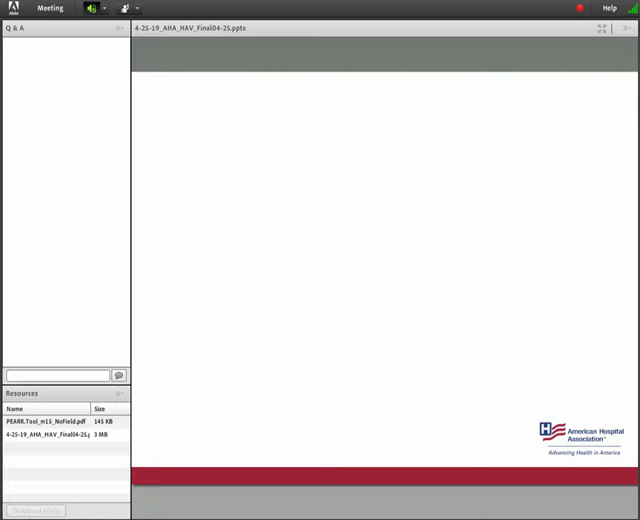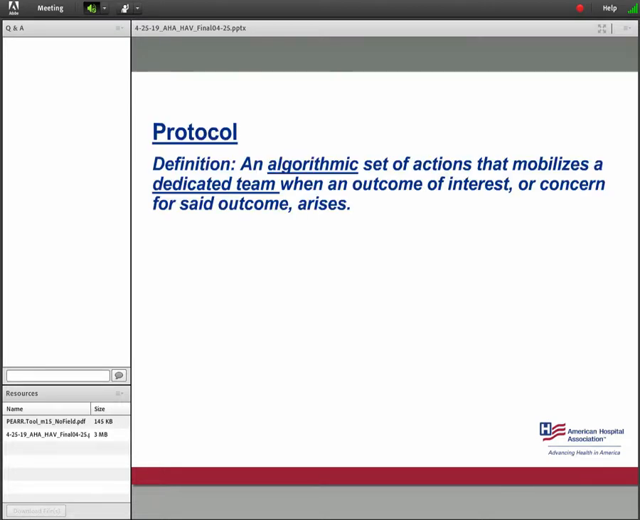And then the last term that people sort of bandy about is protocol. Protocol is an algorithmic set of actions that mobilizes a dedicated team when an outcome of interest or concern for said outcome arises. The two things that we've underlined here are algorithmic and dedicated team. It's an algorithm. It's a pathway. You do this when this happens. And the point of it is to mobilize this team. It enables reliable actions regardless of the users.